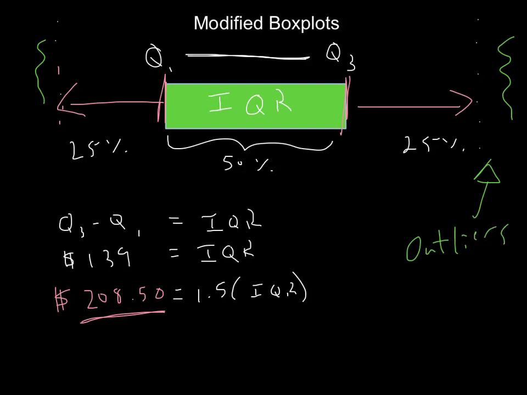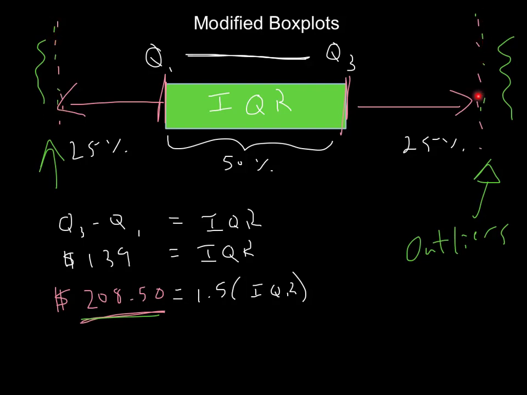Right? So outliers are there and there. Anything that goes past that mark, so 208.50, is going to be our fence, as they refer to it in the book, our upper fence and our lower fence. Lower fence being here, upper fence being here.